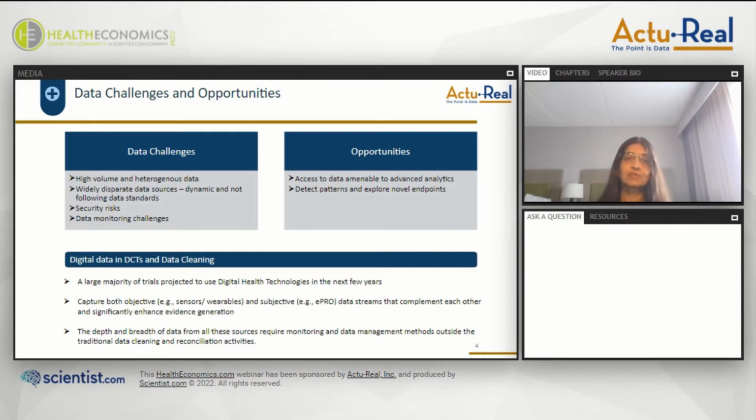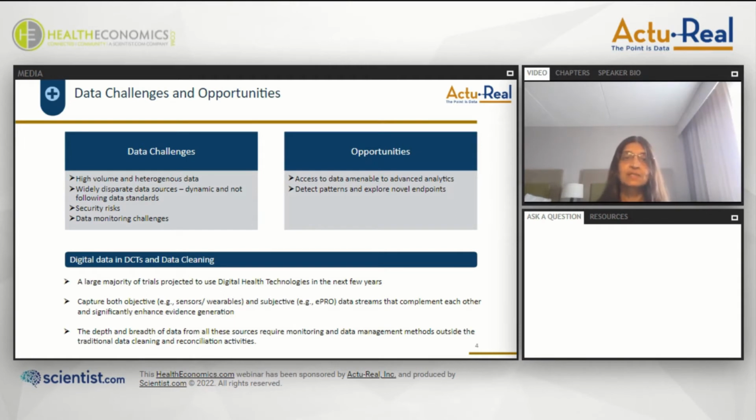Now, of course, there are challenges in terms of the kind of data that are typically involved in decentralized trials, and these challenges also bring opportunities. There is a high volume of heterogeneous data that comes from many disparate data sources, and the data tends to be quite dynamic. It doesn't necessarily follow data standards. There are data security risks, which all lead to data monitoring challenges. On the other hand, the opportunities are that we can detect patterns, we can explore novel endpoints, and there's a lot of advanced analytics that can be run on these data.